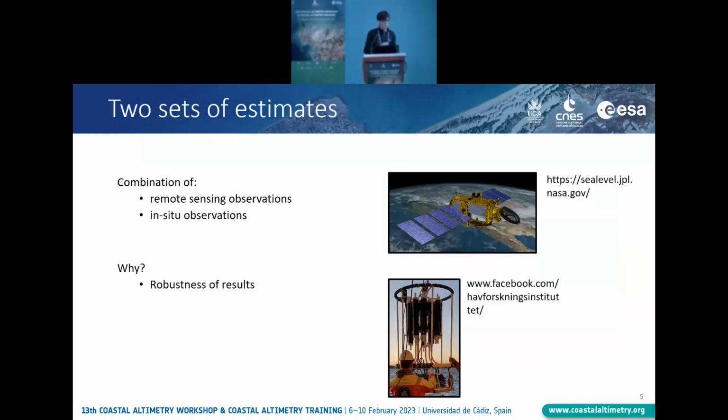For this project, we will be using two sets of independent estimates for the mass component of sea level that we derived using a combination both of remote sensing observations and in situ observations. And the reason why we opt for two sets of independent estimates is to assess in a way the robustness of the results. And the idea, again, is relatively simple. If we find the same results using the two independent estimates, then we are more confident in our conclusions.